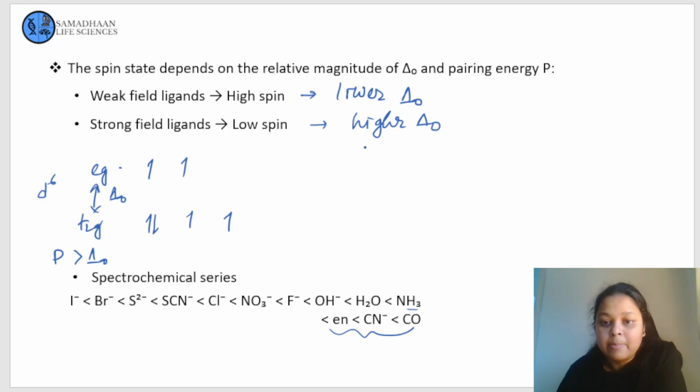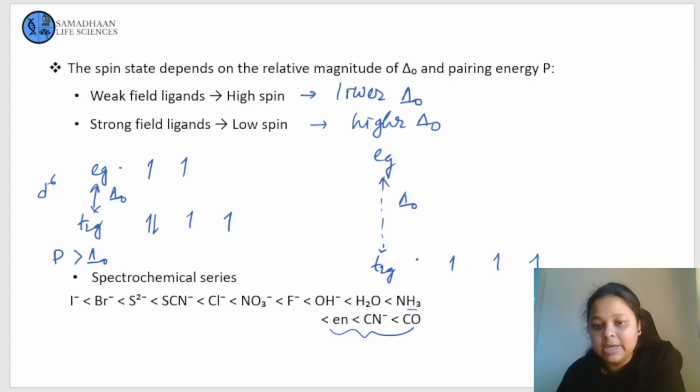But if the ligand is strong field with higher delta O, so Eg and T2g have a larger energy gap, then the electrons will go 1, 2, 3 to T2g, then 4, 5, 6, because they will stay in the lower energy and get paired up rather than going to higher energy, because this delta O is greater than the pairing energy.